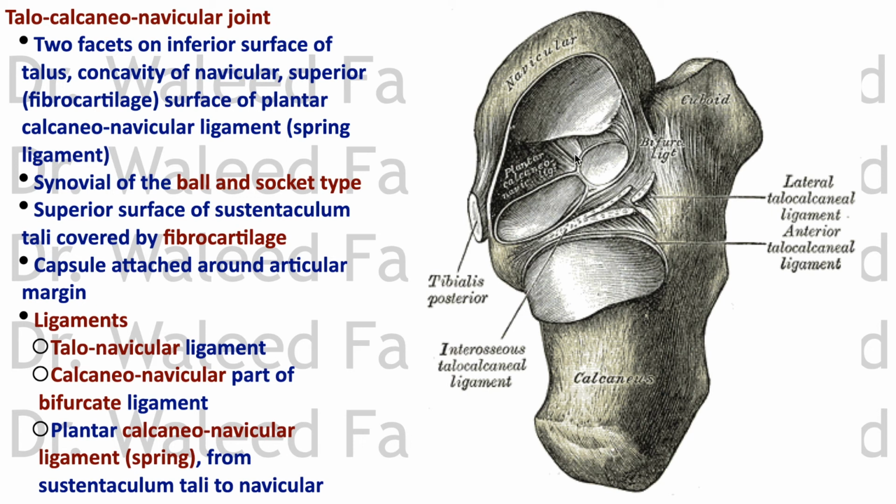The ligaments of this joint: we have the talonavicular ligament, we have the calcaneonavicular ligament, part of the bifurcate ligament, I'll show it to you, and the plantar calcaneonavicular ligament, which is the spring ligament. Okay.